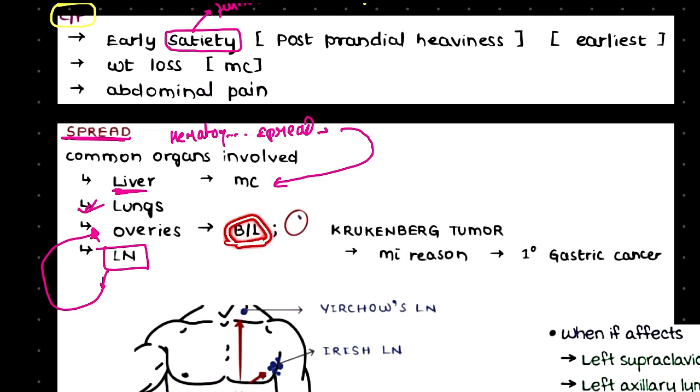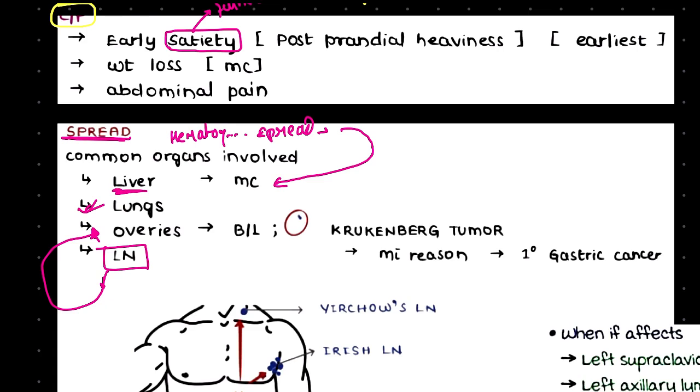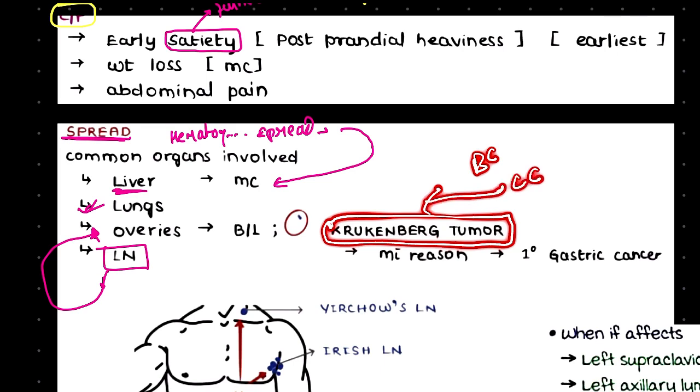Metastasis, right? And this metastatic enlargement of ovary is called our Krukenberg tumor. What is it called? It is called Krukenberg tumor, right? This Krukenberg tumor is not just found in our adenocarcinoma of stomach, it is also found in other different cases such as breast cancer, right, colon cancer, but most commonly it is found in the case of our stomach cancer, that is adenocarcinoma. So this Krukenberg tumor is so important.